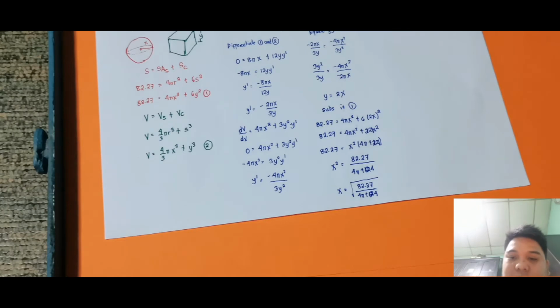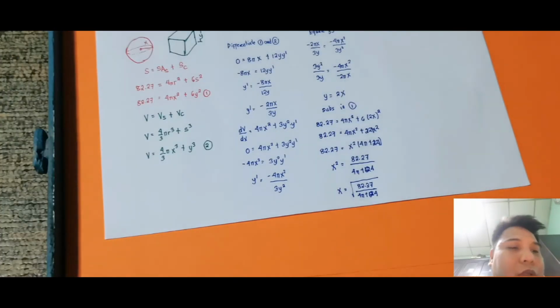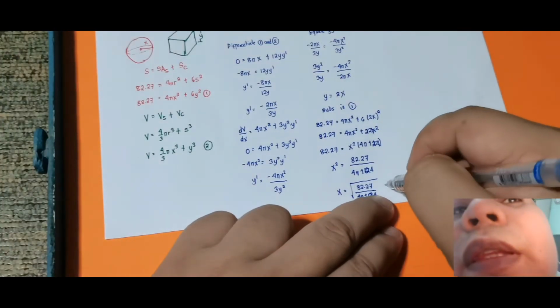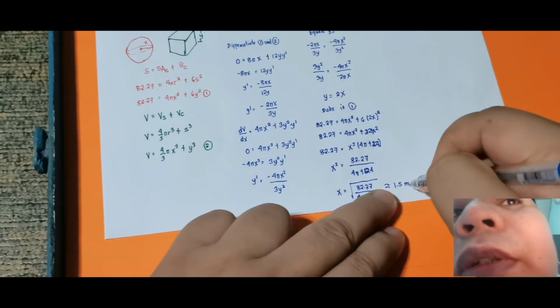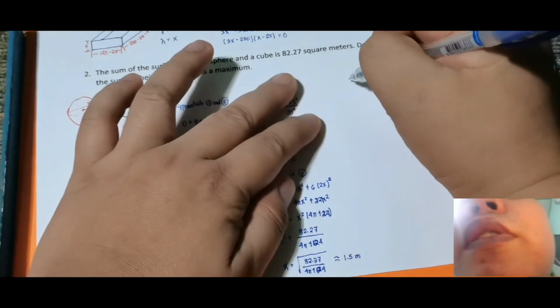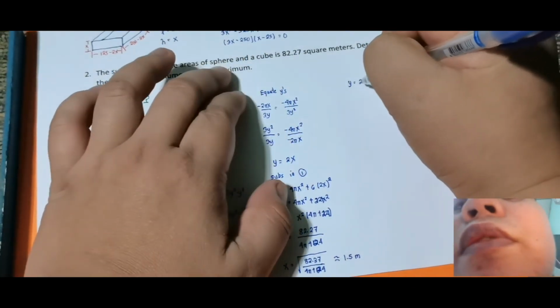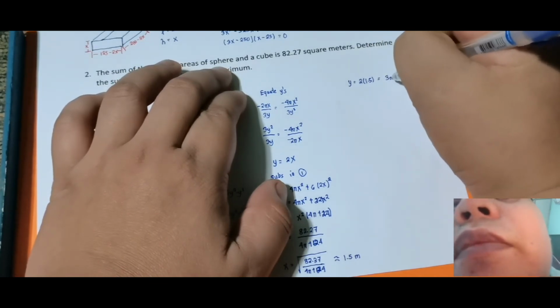Okay, so buti nakikita na ngayon sa mali niya. So the answer is 1.4999 something. So that is 1.5. So approximately this is 1.5 meters. Okay, so gamitin natin x na 1.5. So therefore what is y? So therefore y is just equal sa 2 times 1.5, which is equal sa 3 meter.